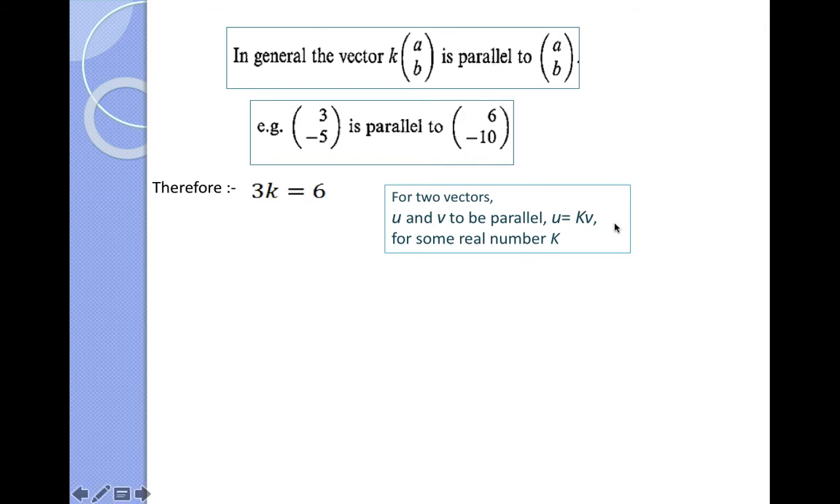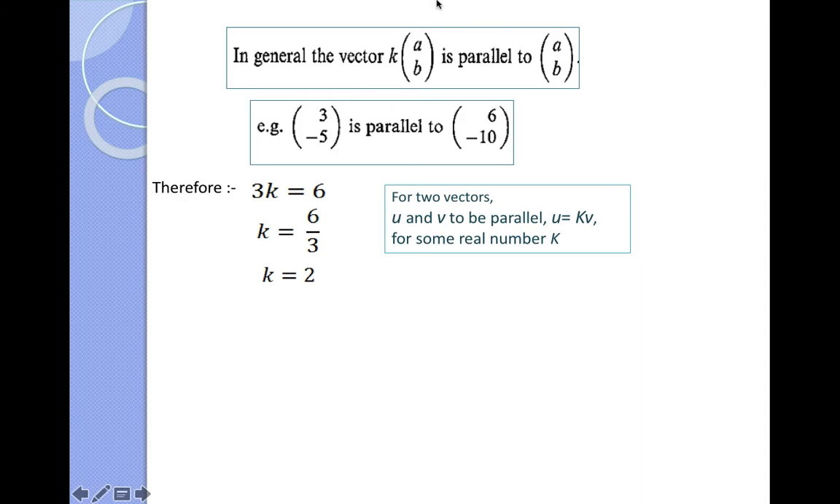Now, according to this equation, we will take first the x component and simplify and see what the scalar k is. Now, 3k, this is vector v, and this is vector u. So 3k is equal to 6. So now what is k? k will be 6 divided by 3, which is equal to 2. Okay, 6 divided by 3 is 2.